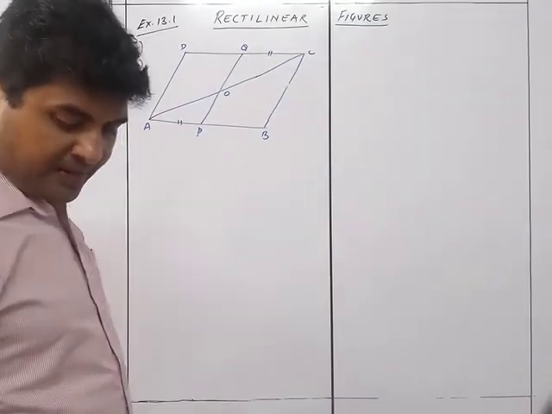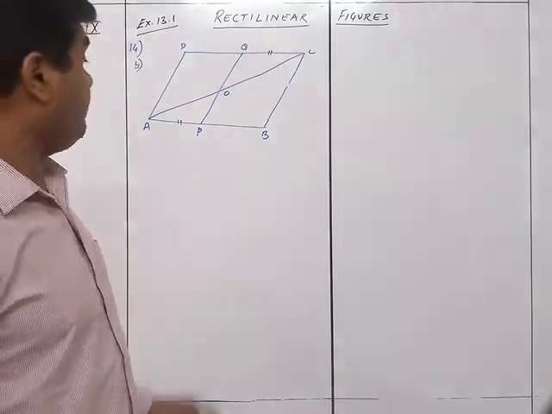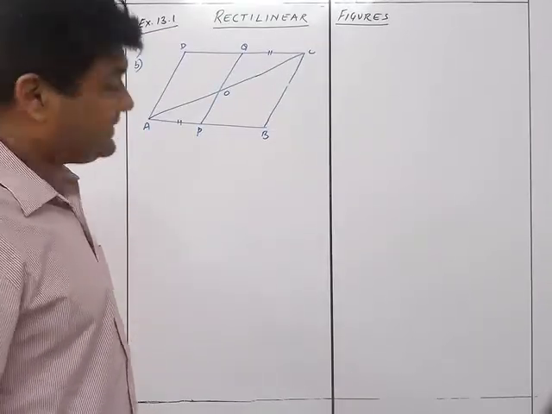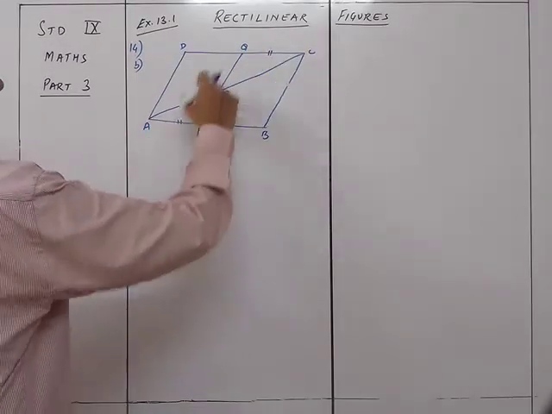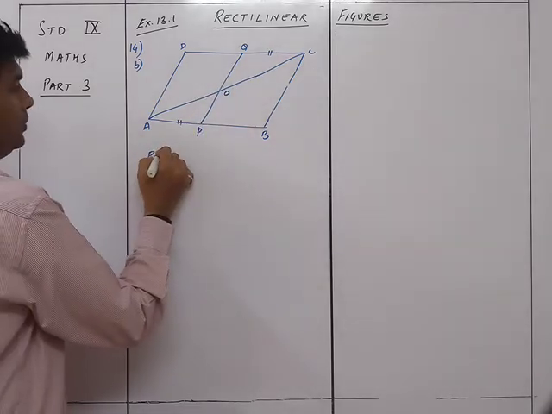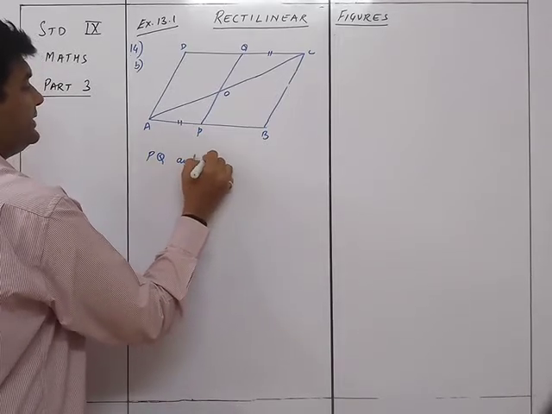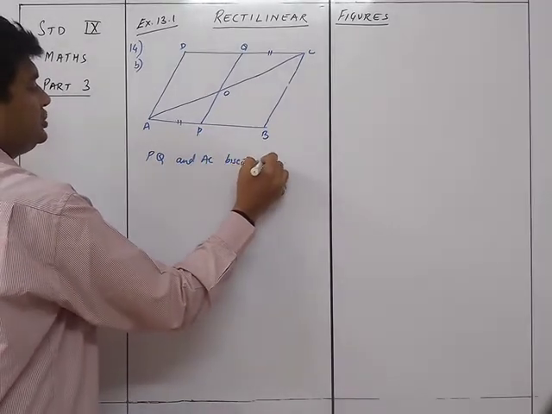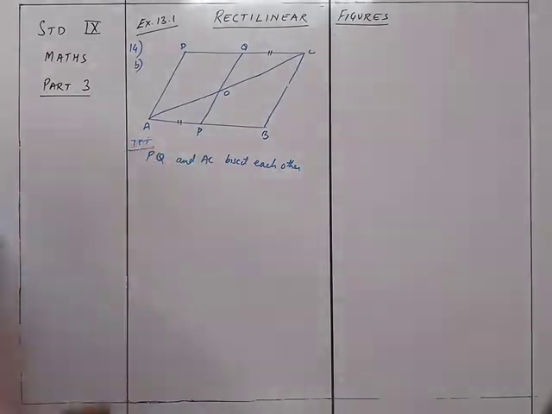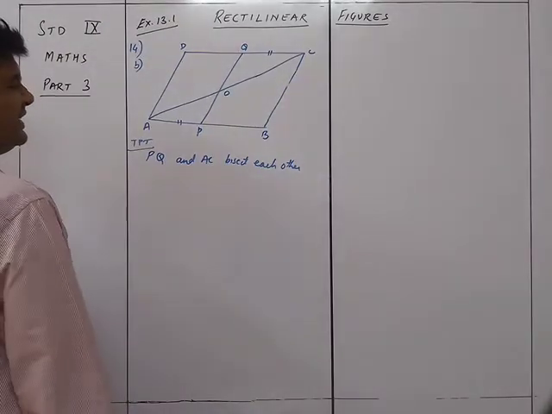They are given over here that P and Q are taken on the opposite sides AB and CD of the parallelogram such that AP is equal to QC. Show that AC and PQ bisect each other. That means you need to prove that OA is equal to OC, and that PQ and AC are bisecting each other. This is what we need to prove.